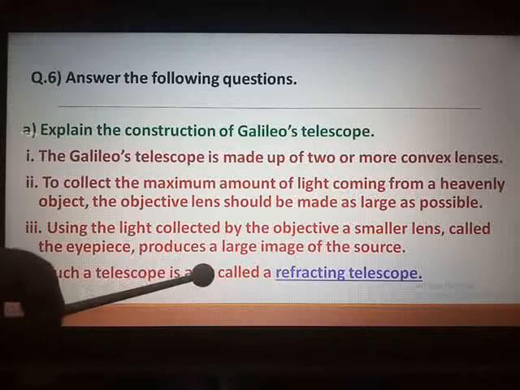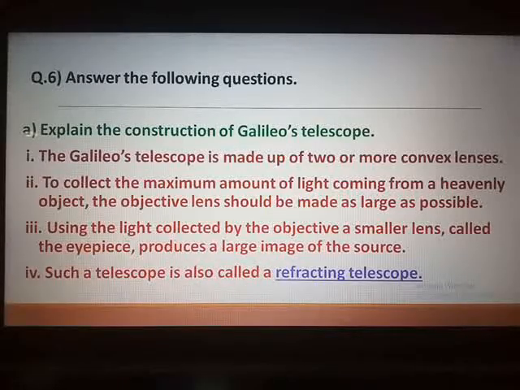Such a telescope is also called a refracting telescope. This point you have to add first, and the fourth point you have to add second and third. I have given you in marking in the textbook. With this, we complete question number 6A.